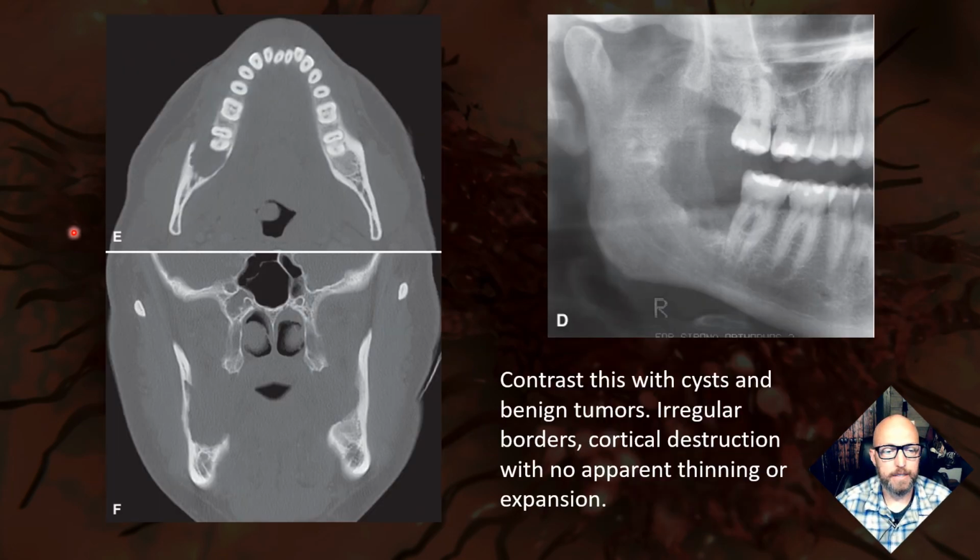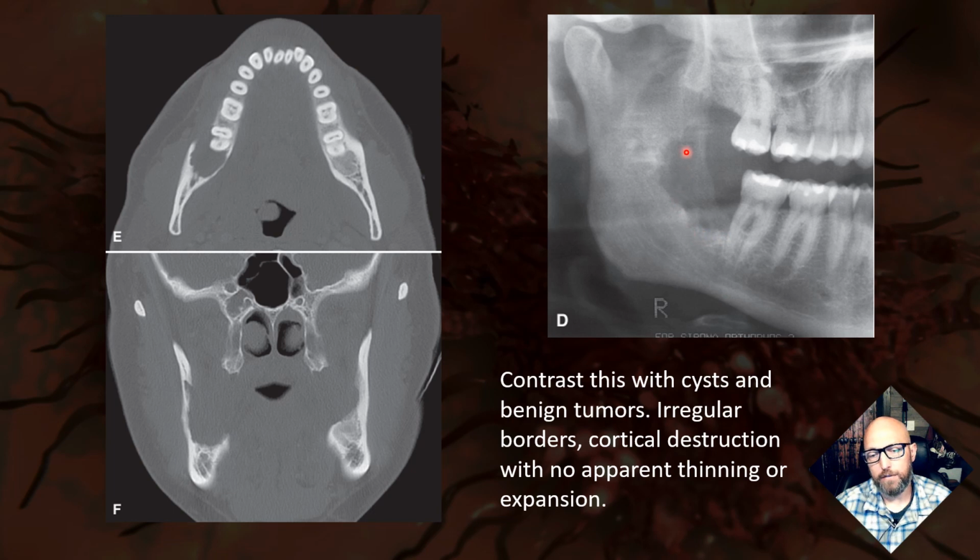This shows a cone beam CT. These are all three of the same case, just an axial slice. So the horizontal slice through the mandible, as we see the posterior part of the mandibular ramus here. It looks well defined, but it does have that ragged border. So have that raise alarms in your head that this could be malignancy. Same thing in the coronal plane, and then in the panoramic radiograph.